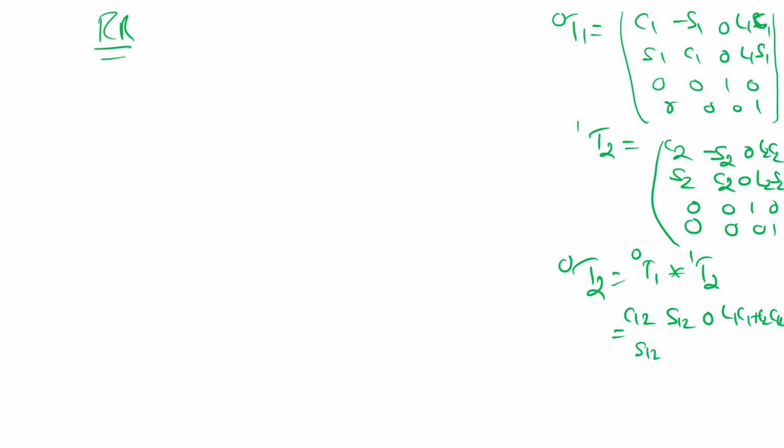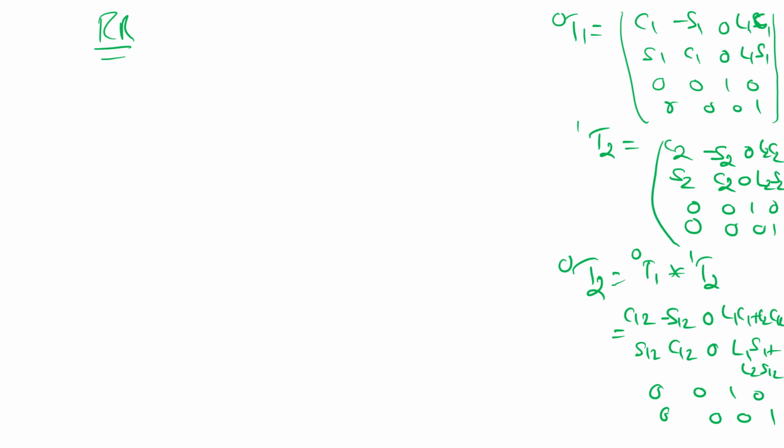Then S12, C12, 0, L1 S1 plus L2 S12. Then here 0 0 1 0, 0 0 0 1. Okay, so C12 means cos of theta 1 plus theta 2, and S12 means sin of theta 1 plus theta 2. Then L1 is the link length, and this one is cos theta 1. So these are the transformation matrices we will require.